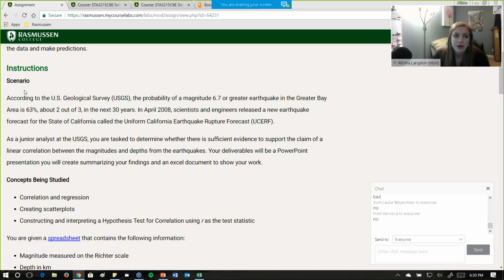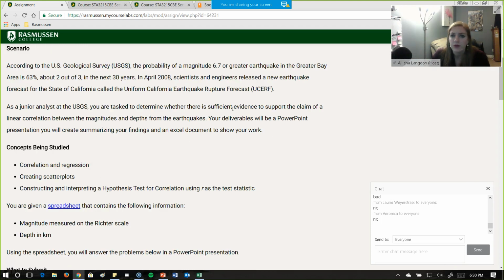So according to the U.S. Geological Survey, the probability of a magnitude 6.7 or greater earthquake in the Greater Bay Area is 63%. About 2 out of 3. In the next 30 years, in April 2008, scientists and engineers released a new earthquake forecast. So they're using models to predict weather. We've seen that before. As a junior analyst, you are tasked to determine whether there is sufficient evidence to support the claim of a linear correlation between the magnitudes and depths of the earthquakes. So is there a linear correlation between the magnitudes and depths of the earthquakes?